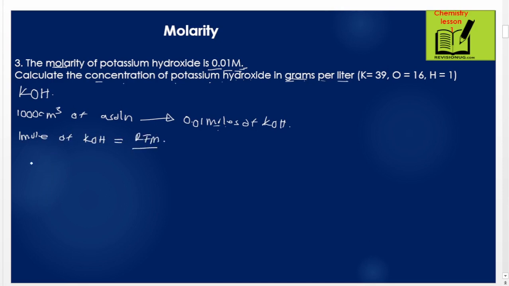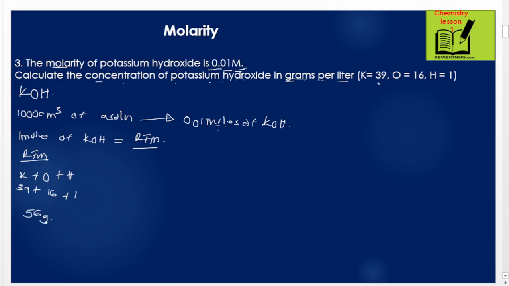Now let us get its relative formula mass here. That is potassium, then plus oxygen, then plus hydrogen. And potassium from here they have given us 39, so it is 39, then plus our oxygen which is 16, then plus our hydrogen which is 1, then 1 plus 39, that's 40, 40 plus this one, that is 56.